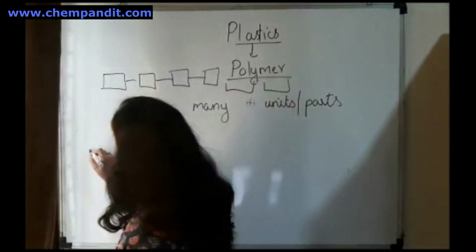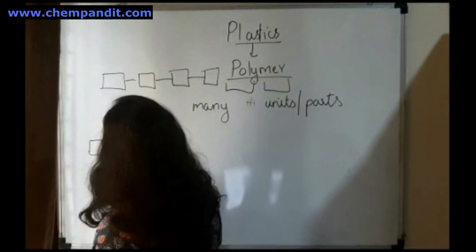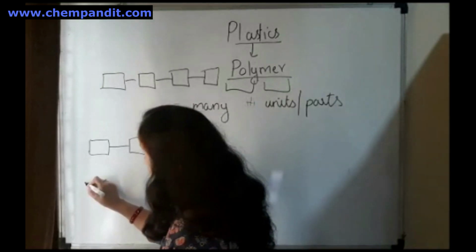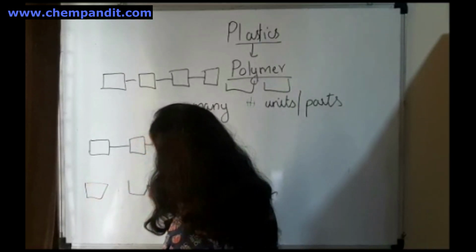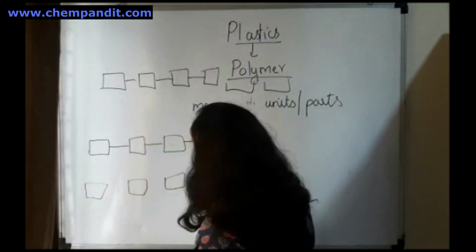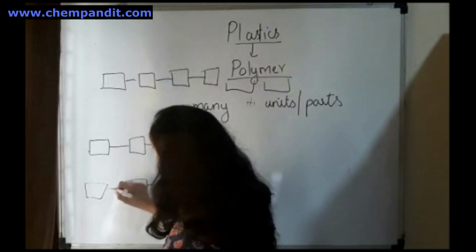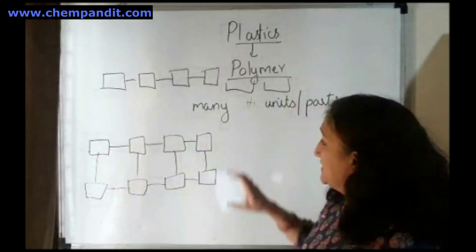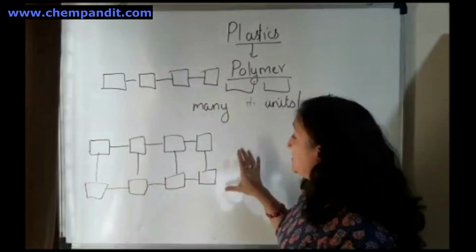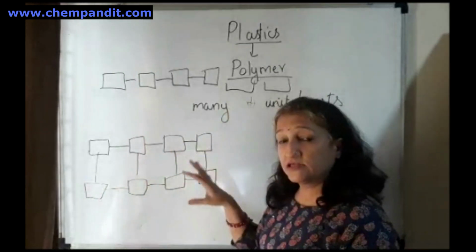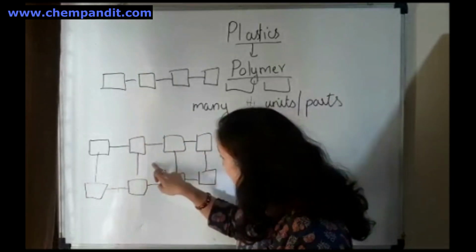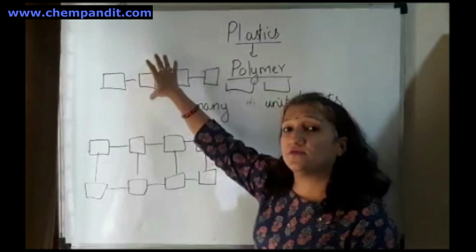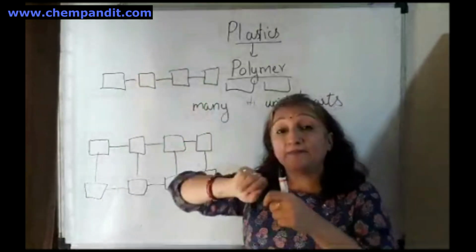At the same time, there can be another arrangement which is like this. This arrangement is known as cross-linked arrangement. As you can see, one straight and second straight, two straight chain polymers or linear polymers are cross-linked like this. So because of this reason, this type of polymers or plastics can be bent.